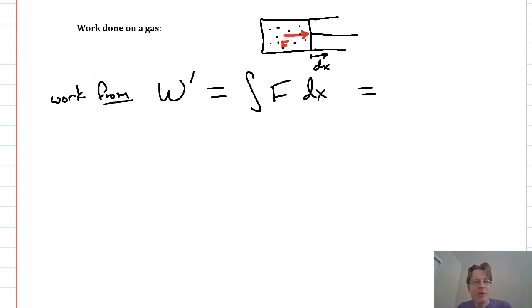But what's area times dx? It's nothing but the volume that the piston moves through. In other words, the extra volume that is gained by the gas. So force is pressure times area. Area times dx is the change in volume. So this is the same thing as pressure times the change in volume of the gas.